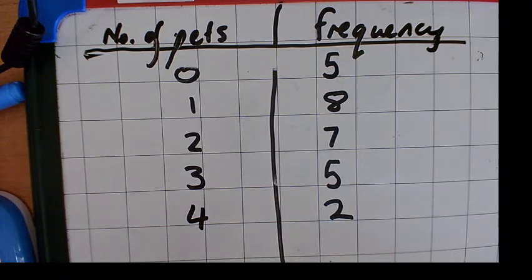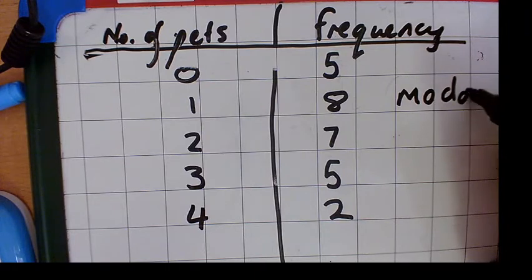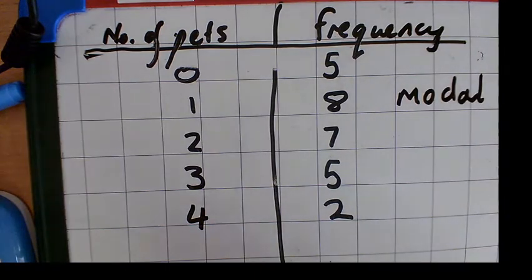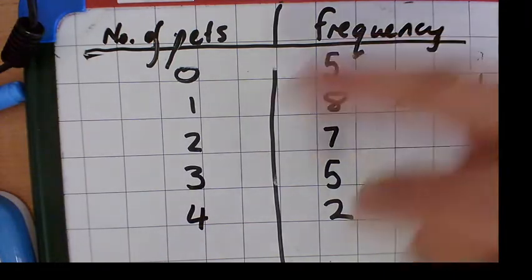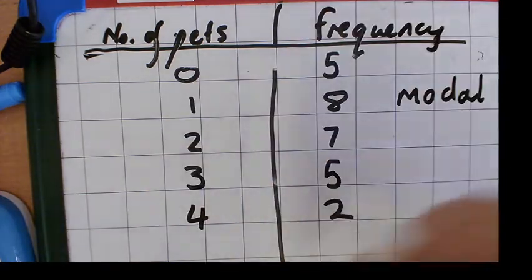Now, modal is the same as mode. It's spelt M-O-D-A-L, and I want you to just think of it as the mode. Now, if you've been learning the rhyme off by heart, the mode is the one that you see the most. So if I had to look at that, my first instinct would be to say, well, my mode is either 5 or 2, because there's 2 5s or 2 2s. But that is not the case. What this is, is which number comes up the most.